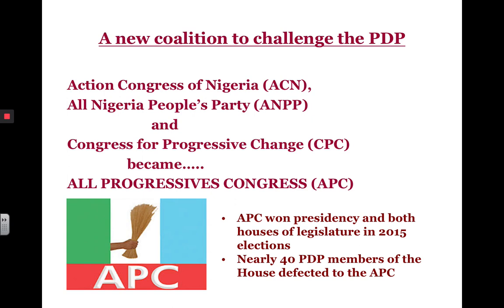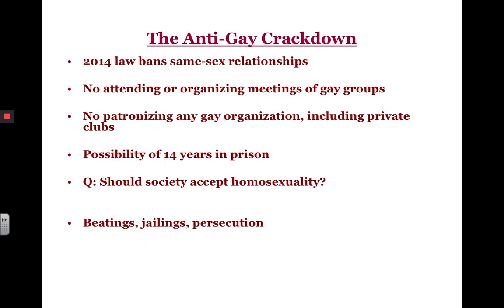And they formed this new party, got a bunch of defections from the PDP early on. Governors, the members of the House were defecting to the APC, and then the APC would win the presidency and both houses of the legislature in both 2015 and 2019. Meanwhile, Goodluck Jonathan was trying to shore up support for him. He tried to capitalize, much like Putin did in Russia, on Nigeria's anti-gay attitudes.